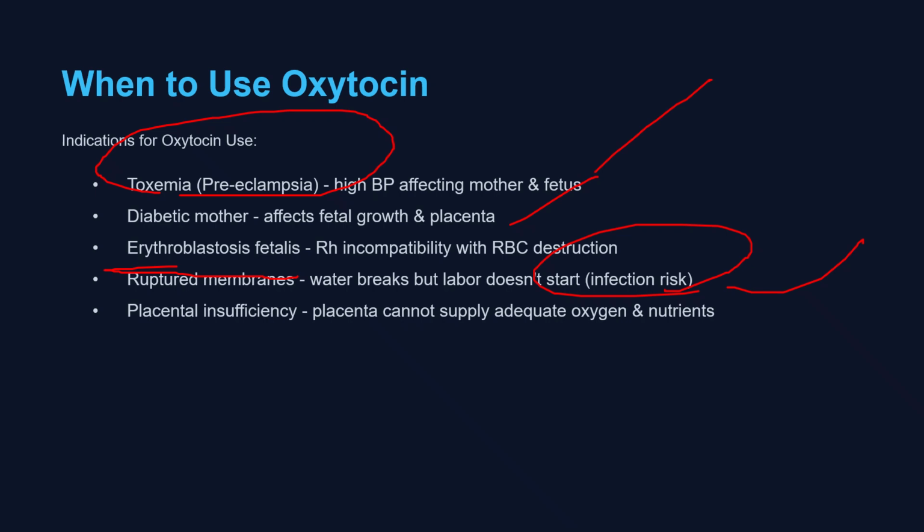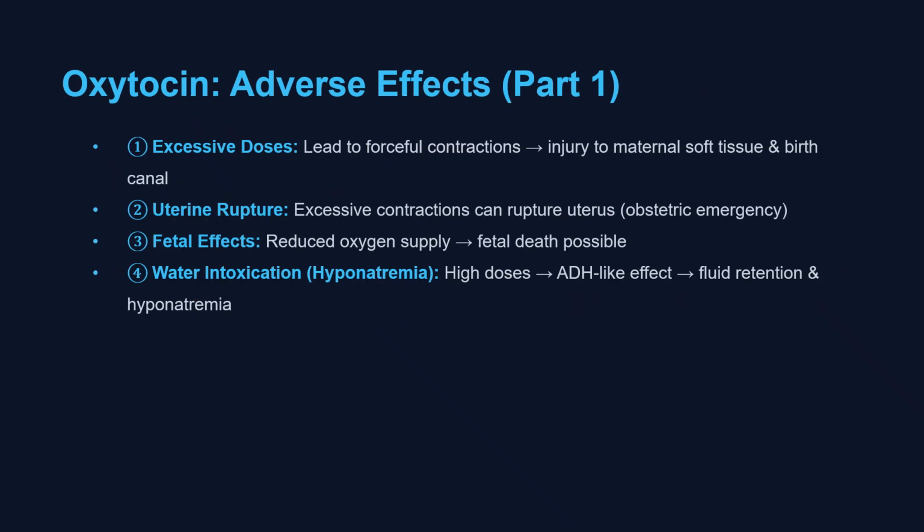And the last thing is placental insufficiency. Placental insufficiency means the placenta cannot supply enough oxygen or nutrition to the fetus, so you want to use oxytocin. So these are the certain indications for using oxytocin.